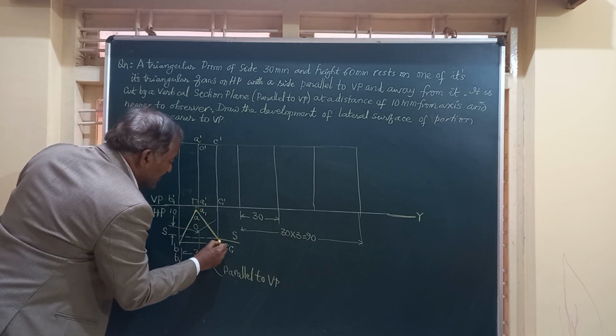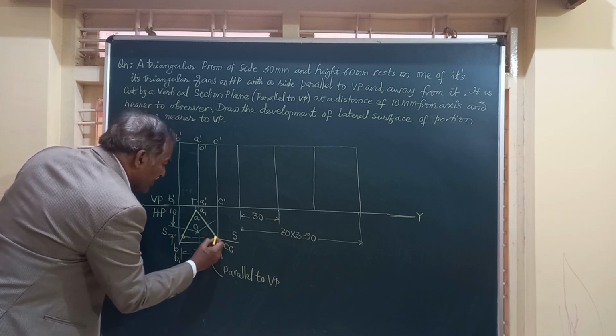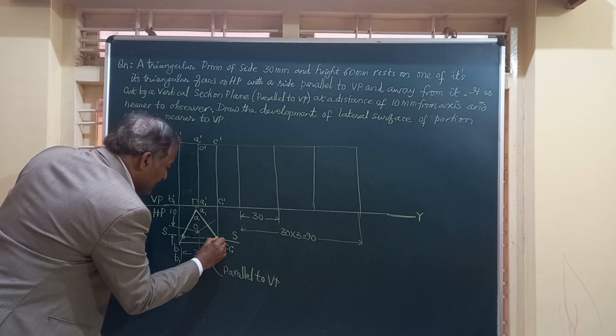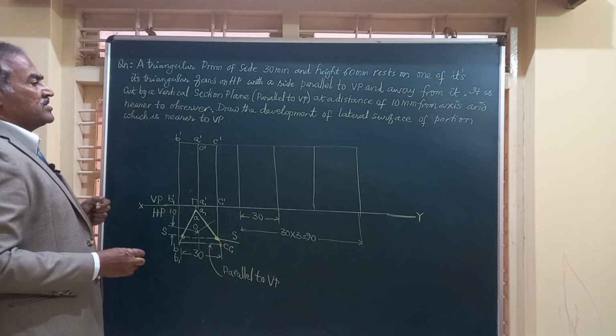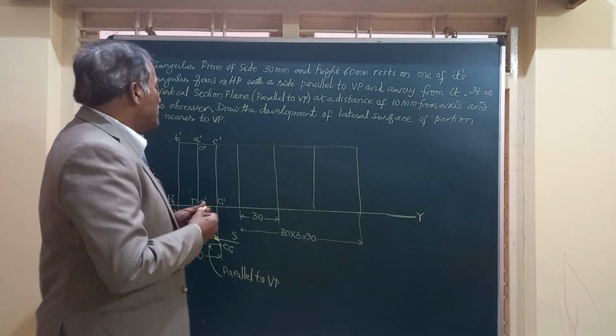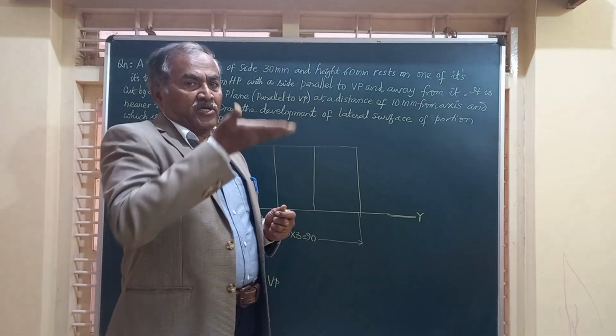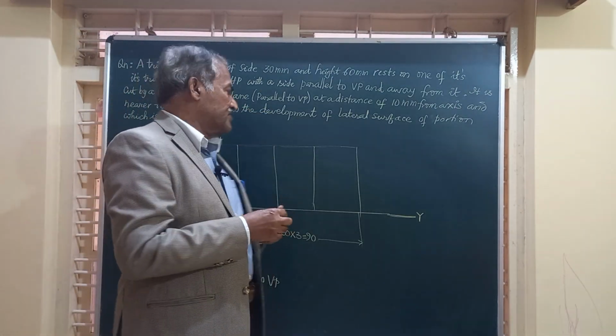This portion is nearer to VP and it is cut by the section plane at this point and at this point. Since the section plane is vertical, it is going to cut the shorter edges at the top surface and also at the bottom surface.